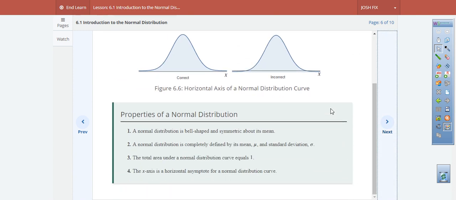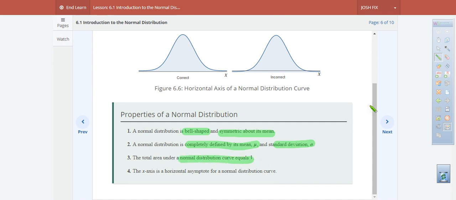Some characteristics of the normal distribution. The first one is that the normal distribution is bell-shaped and symmetrical about the mean. We already established that. The normal distribution is completely defined by the mean and the standard deviation, and we're going to touch on that in just a moment. And then the area under the curve is equal to 1. Now, I used 100%, but remember we can use those synonymously. So 1 is equal to 100%. If you have all of it, you have 1 or 100%. Remember, 1 can be moved into a percent by moving the decimal 2 places to the left.